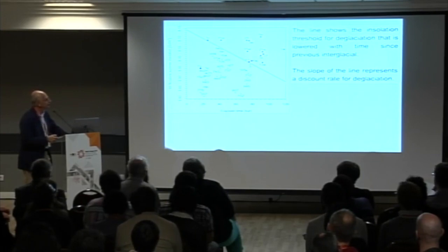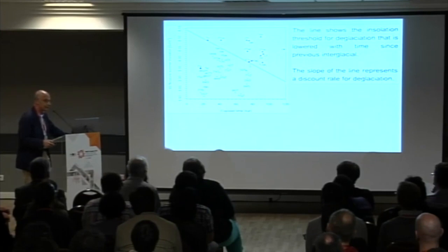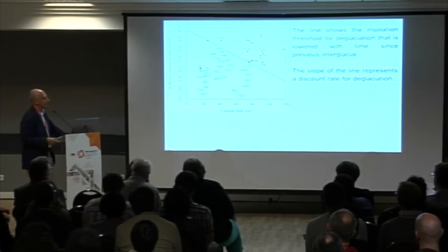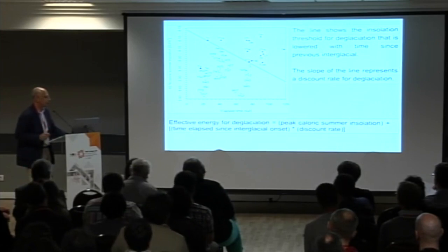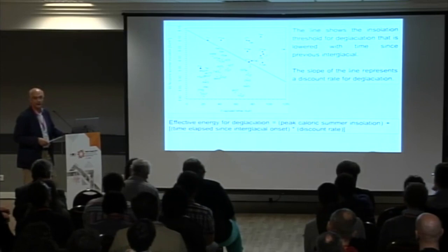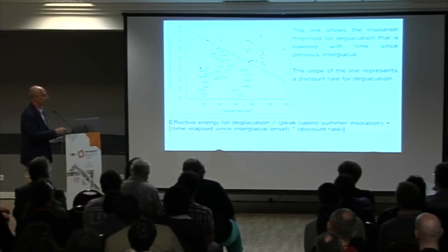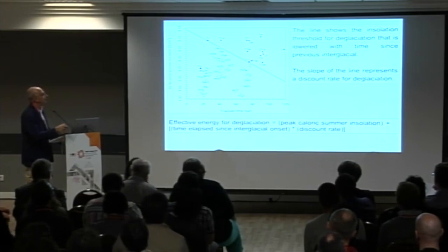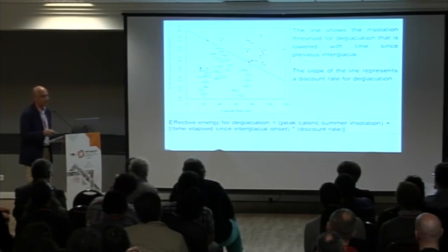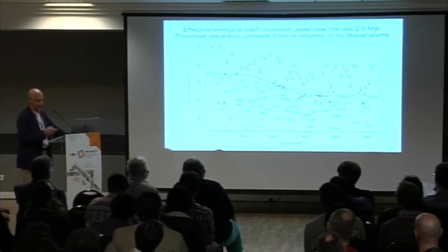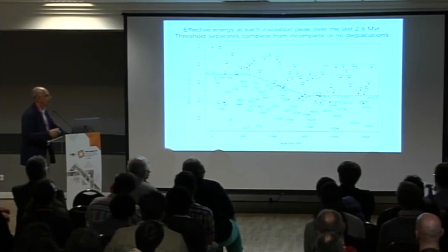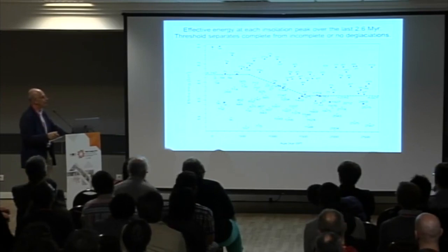And what we see then is that this line shows that the insolation threshold decreases linearly with time. And so therefore we can say that the slope of the line represents a discount rate for deglaciation. So we define the effective energy for deglaciation as the peak caloric summer insolation plus the time elapsed since interglacial onset times the discount rate. And when this effective energy exceeds this threshold for deglaciation, we have a complete deglaciation. We plot the effective energy for each insolation peak for the last 2.6 million years. And what emerges is an orderly arrangement now of complete deglaciations after 1 million years.